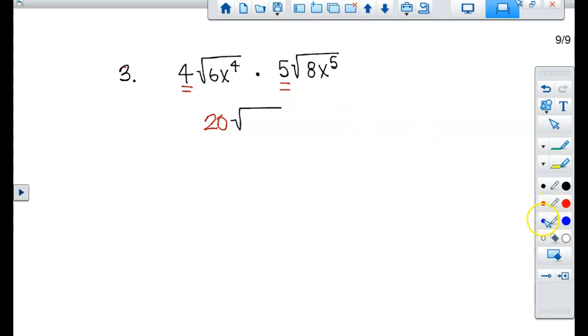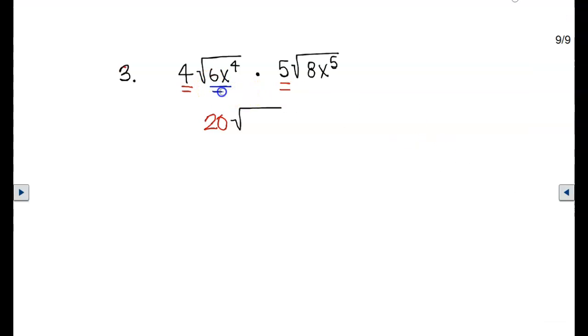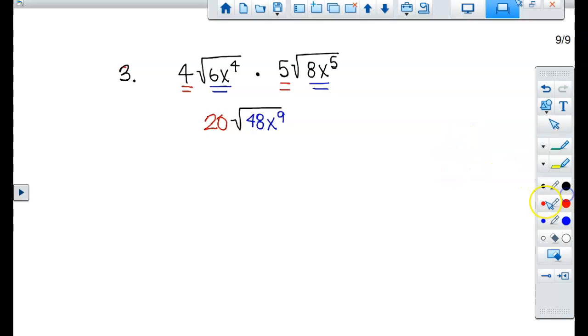And then next up, I'll do my inside times my inside. 6 times 8 is 48. X to the 4th times x to the 5th is x to the 9th. Remember that you add exponents when you're multiplying. So now the multiplying part is over. I have done my outside times my outside and my inside times my inside. So now I take this answer and simplify it.